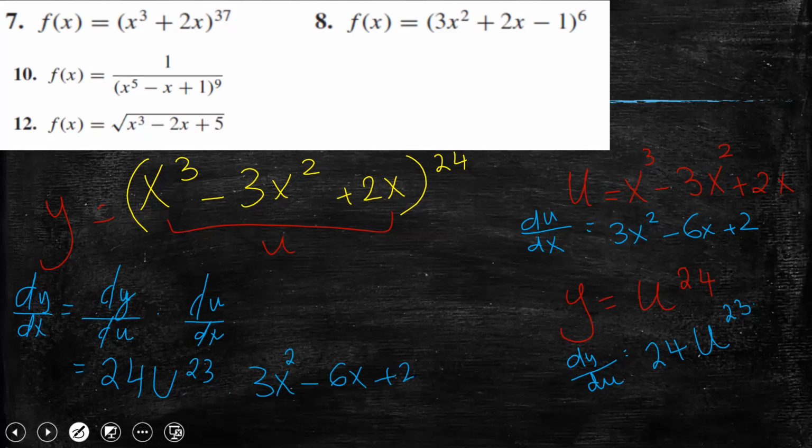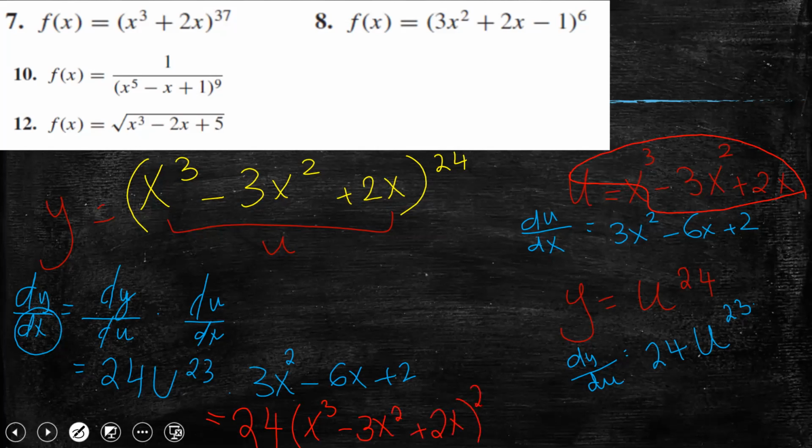Now I need it with respect to x, so I need to substitute for u. So I will say it's 24, and then instead of writing u, I will write x cubed minus 3x squared plus 2x, raised to the power 23, times 3x squared minus 6x plus 2. This is the chain rule that we talked about yesterday.